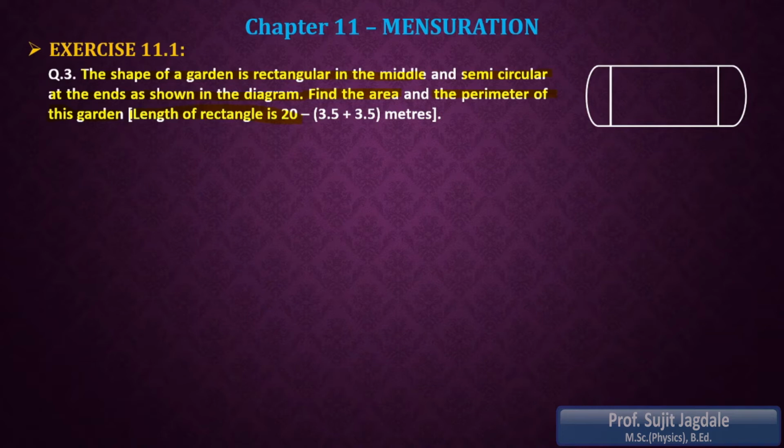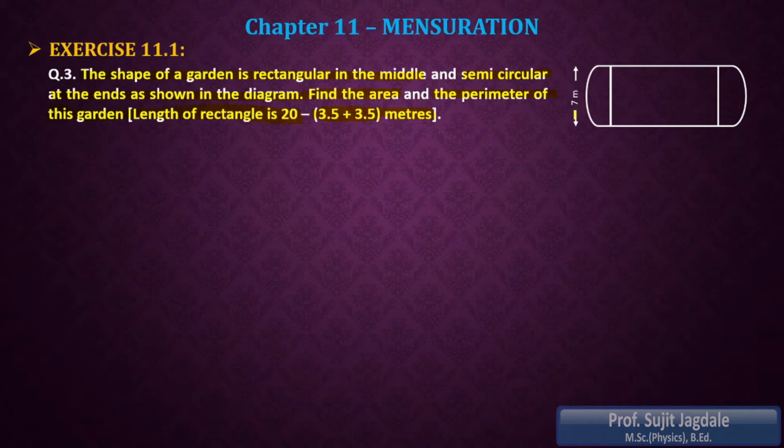Now we have to find out the area and the perimeter of this garden whose lengths are provided like this. Length of the rectangle is 20 minus 3.5 plus 3.5 meters. So this means that these two semicircles have the same radius, which is 3.5. That means the radii are 3.5 each, and those two semicircles are identical in shape.